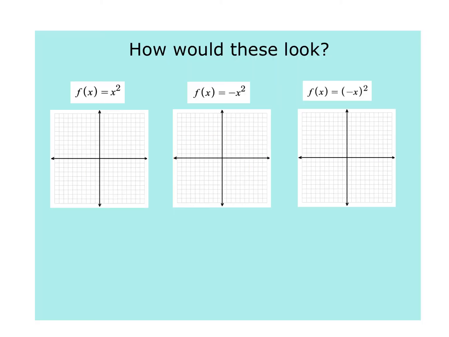Now I want you to take a look at your next parent function, your quadratic, y equals x squared. In Desmos, take a look at these two equations. When you put a negative on the inside or the outside of your function, what happens to your graph? Are you noticing any patterns? Pause the video, check out these graphs, see what you notice.